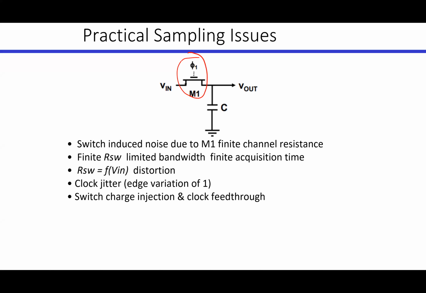As well as that, the on resistance is also not a linear resistance, it's a non-linear resistance, therefore it will cause distortion. And there is also the clock jitter problem. And we have switch charge injection and clock feedthrough. We'll discuss these in detail.